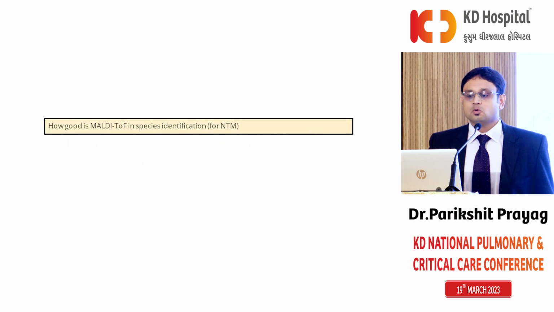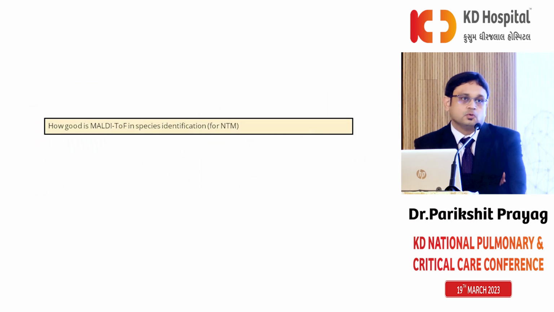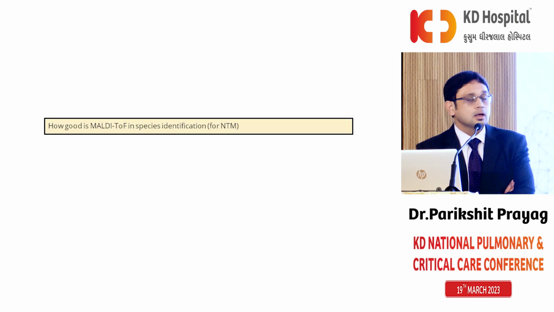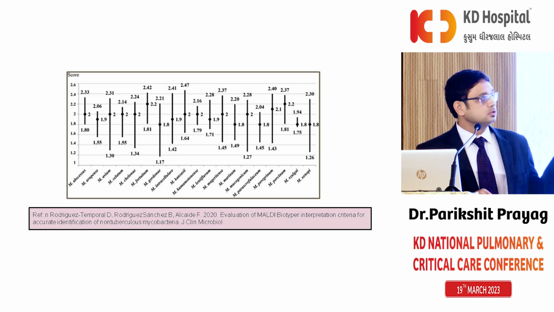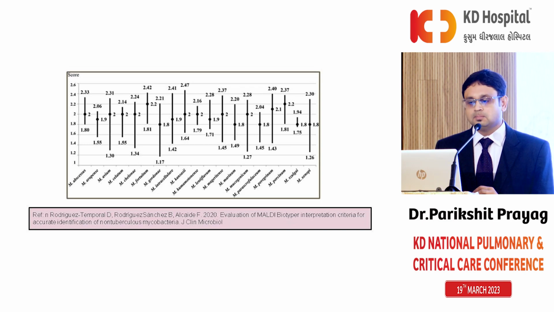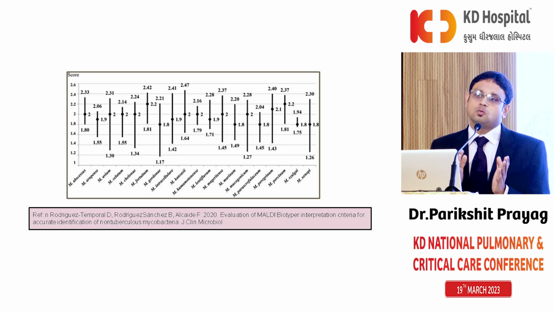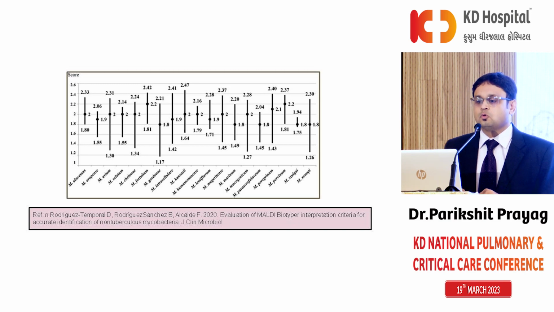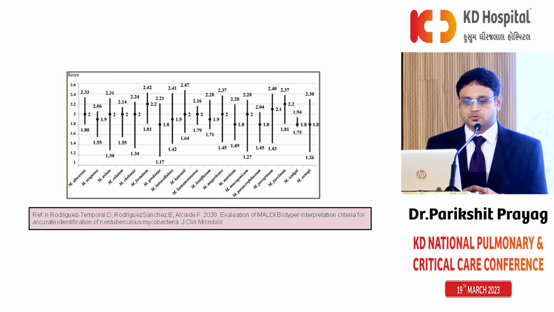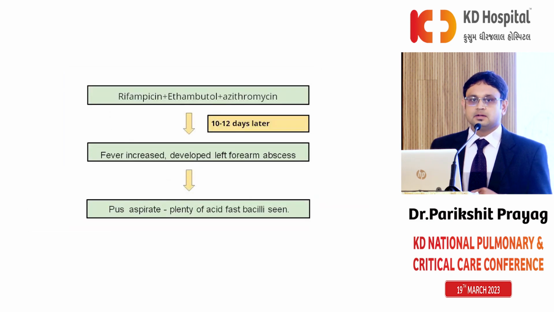The other question was how good is MALDI-TOF in species identification for NTM? Now we have a slow grower here. It's a decent tool, but you must keep a few caveats in mind. This is a study which looks at the MALDI scores. Remember, a score of about 1.6 is good. Close to 2 is better, but a score of 1.6 is good. That indicates how accurate the test is as far as identifying the species is concerned. It's a fairly robust tool for most species, except for subspecies of abscessus, as I'll show later on. So again, it's a fairly good tool for identifying the species.